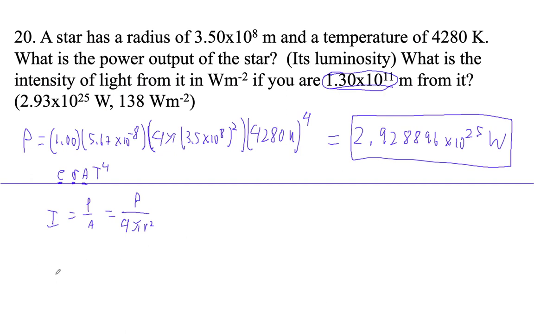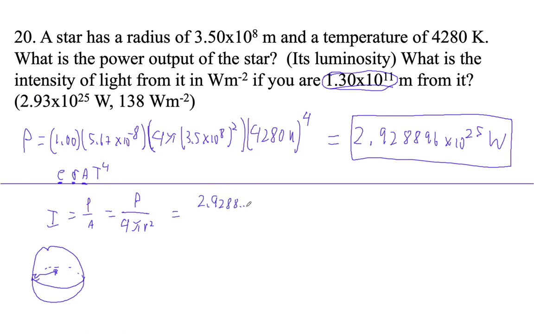You've got some emitter of radiation, surrounded by this giant imaginary sphere, and we are 1.3 times 10 to the 11th meters from it. So that radiation, by that point, will have spread out over that area.